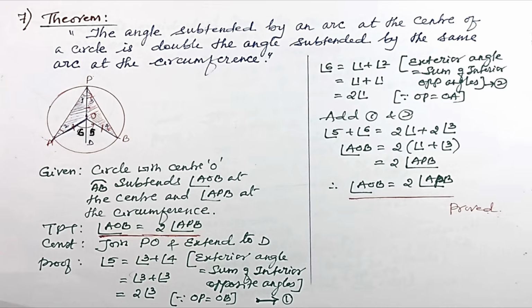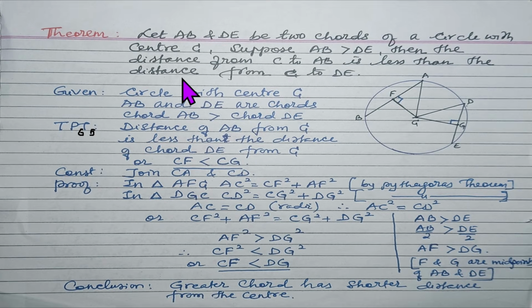Okay, let us go to the next example. Now again a theorem. Here in this theorem, AB and DE are two chords of a circle with center C. Assuming that AB is greater than DE, then the distance from C to AB is less than the distance from C to DE.